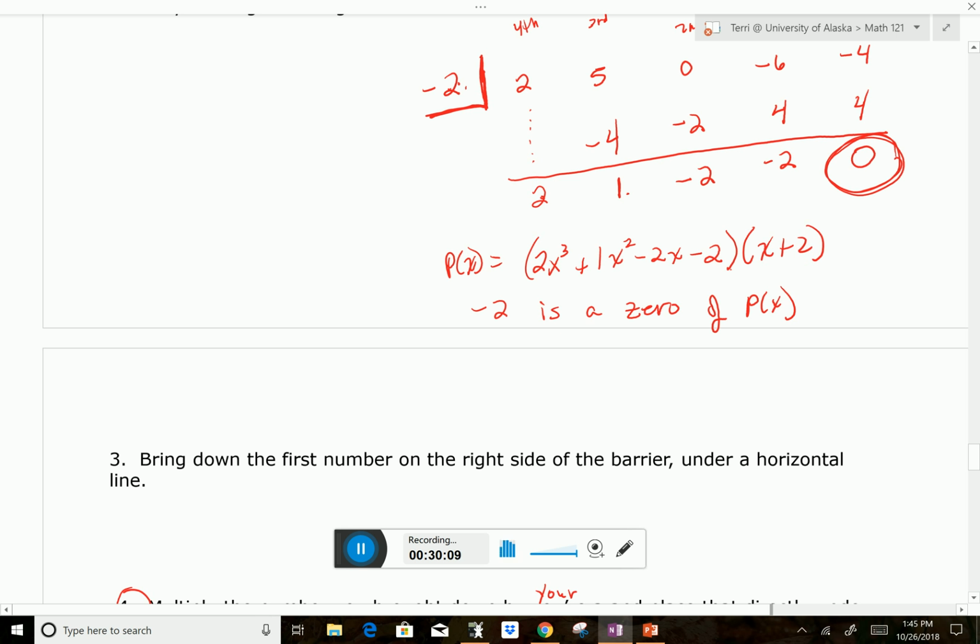Now what I would do, if I want to completely factor it, is I could look at this and see if there's anything that I could do with that. And I don't think there is immediately. I don't see anything where it can be factored immediately. So I know that negative 2 is one of the factors of this.